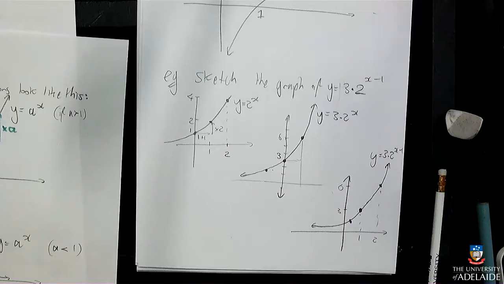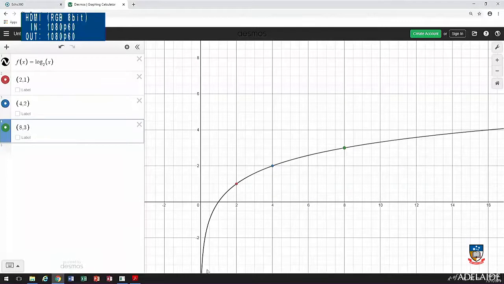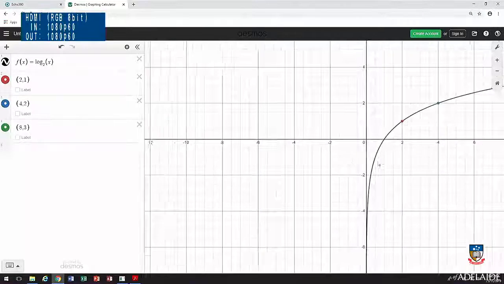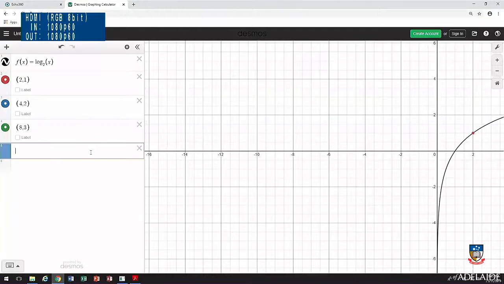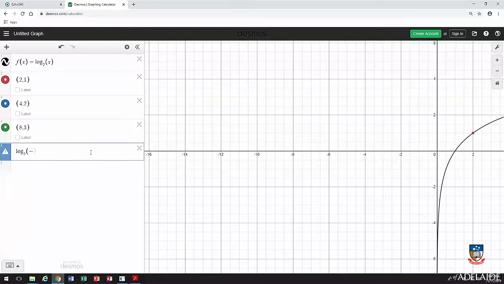Okay. All right. Something you may notice about the logarithmic graph is that it doesn't have any points over here. And let me just see what the computer does when I try to do log 2 of -7. It says undefined. Okay, but what does that mean?